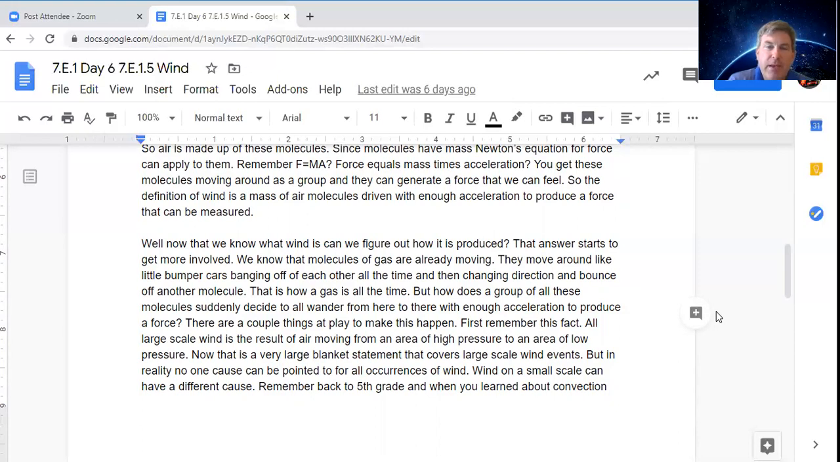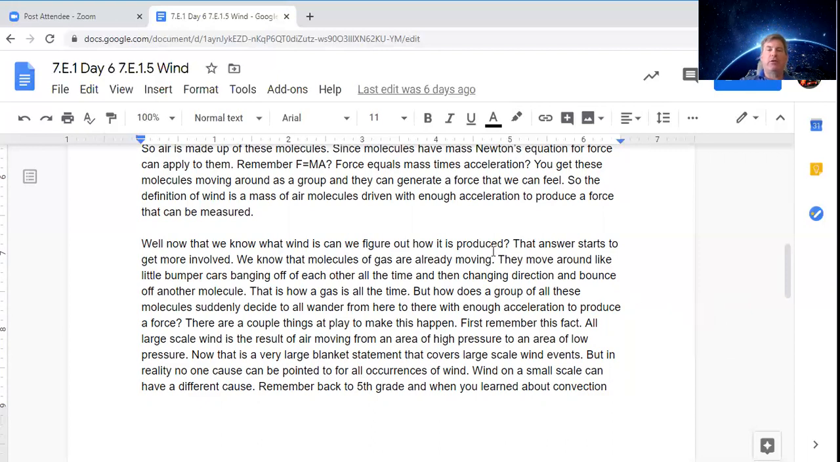when you mash a ketchup packet, you create pressure inside that little packet to the point where it bursts, and then the ketchup squirts out and goes from the area of high pressure to an area of low pressure outside the packet. So wind is like that. So when we talk about wind on a large scale, it's moving from high pressure to low pressure. And that's kind of a blanket statement that covers all large-scale wind events.